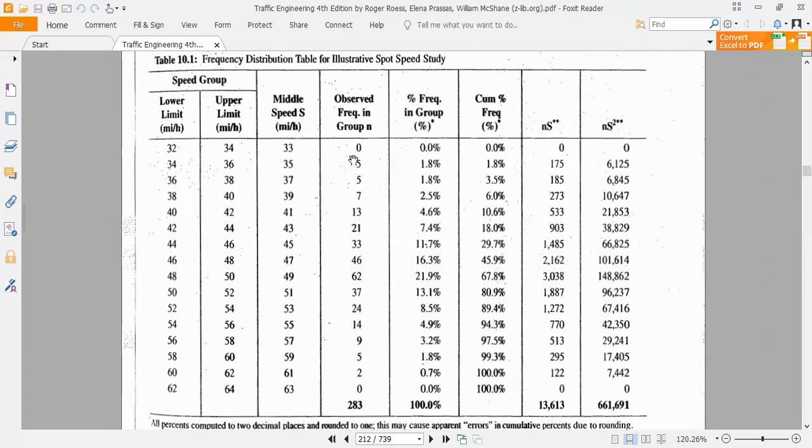Okay, n is the observed frequency in the group and s is the middle speed. And the second last column is the n s squared column. That is, you multiply the observed frequency n by the square of the speed. So 0 multiplied by 33 squared.